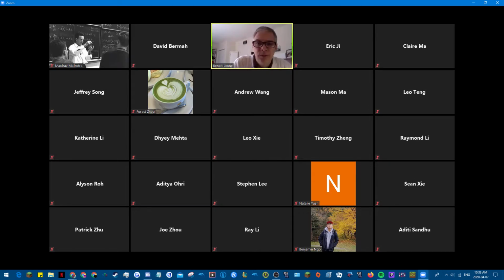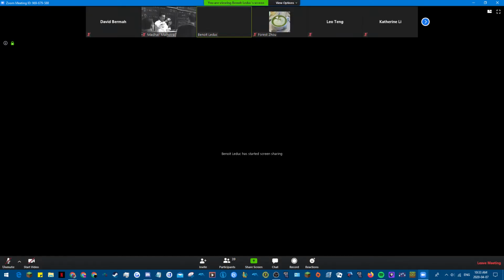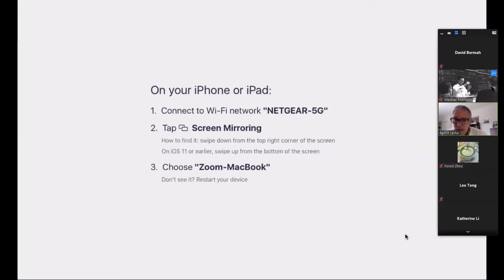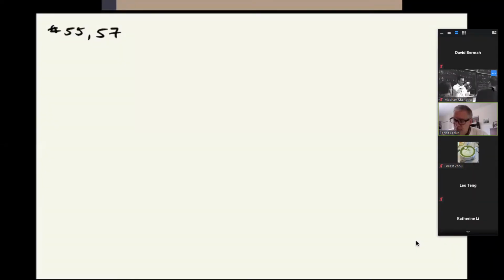That's the pogo stick. All right, so let me share my screen here. Not my screen, but my iPad. Actually, it's not my iPad, it's my daughter's iPad. All right, so let's see here. Good, you should all be able to see that.